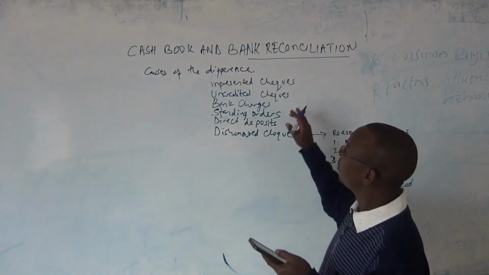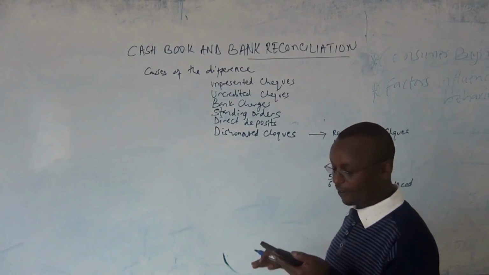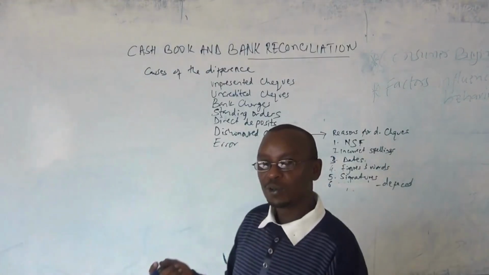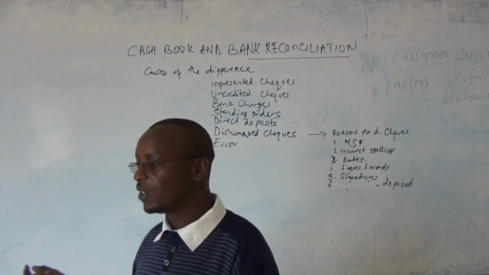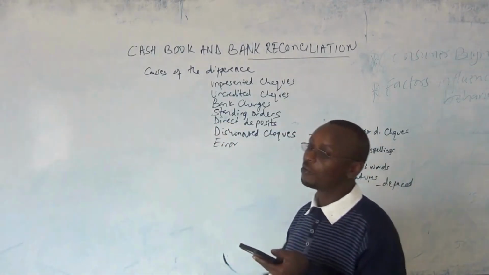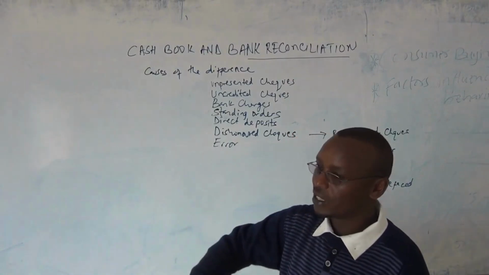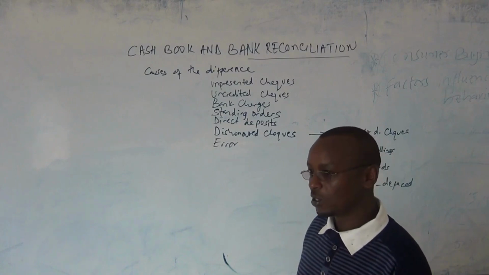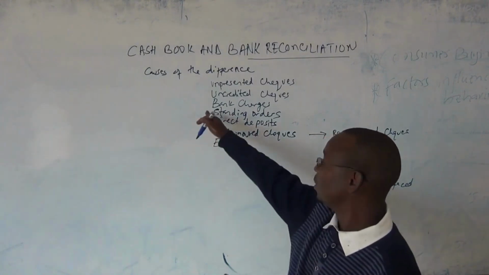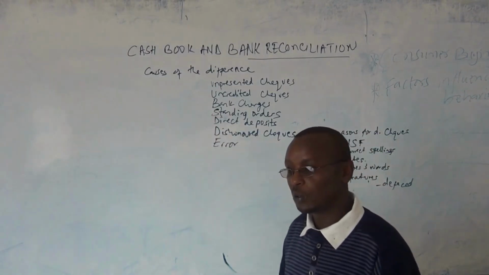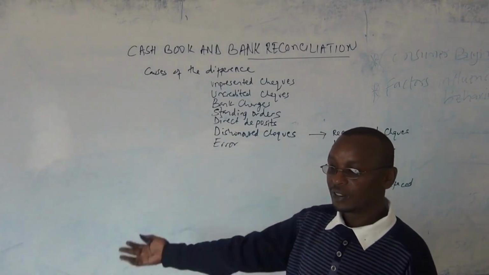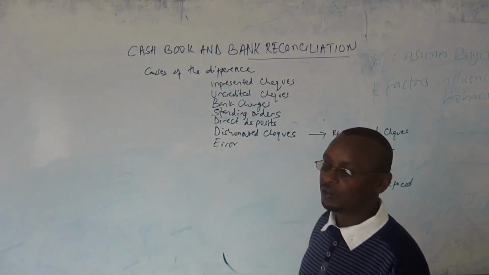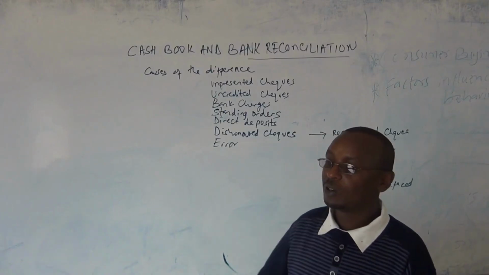Okay? We are looking at the causes of the differences. And we have error. If you make an error when you are entering the cash book, definitely itaonekana kwa bank statement. Or vice versa, the bank can also make an error on their side. We have automatic withdrawals and deposits. They are working like standing orders. We have people who have given permission to be withdrawn anytime, without our knowledge. Those ones will be reflected in the bank statement. They will not be in the cash book.